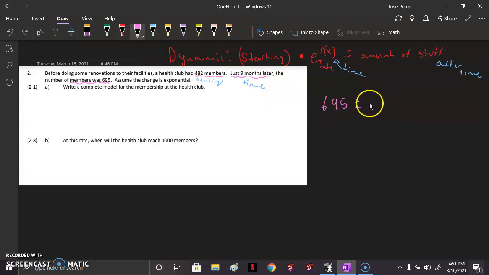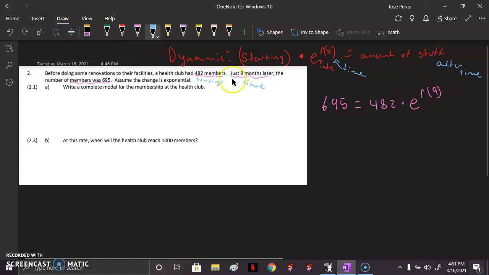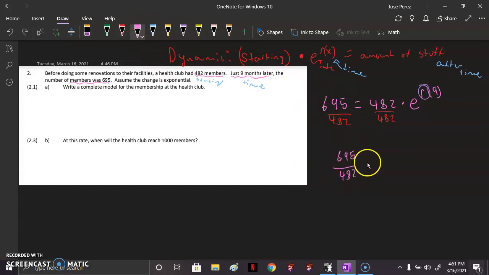695 is equal to 482 times, that's our starting amount, times e to the rate times 9 months, which is time. We're trying to figure out the rate. We're going to try to solve for r. So what can we do? Well, we can divide. We can divide the 482 by the 482, and we will get 695 over 482 equals e to the r times 9.